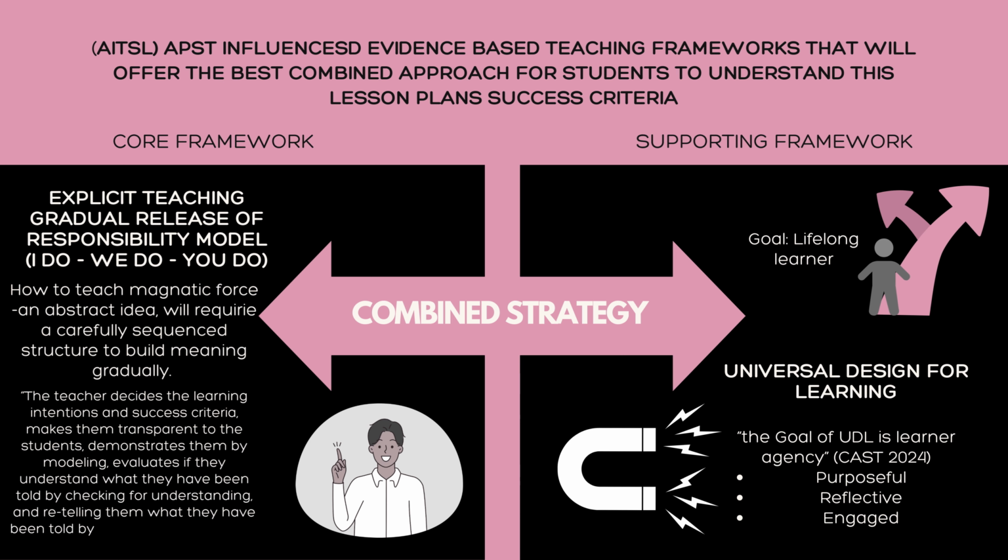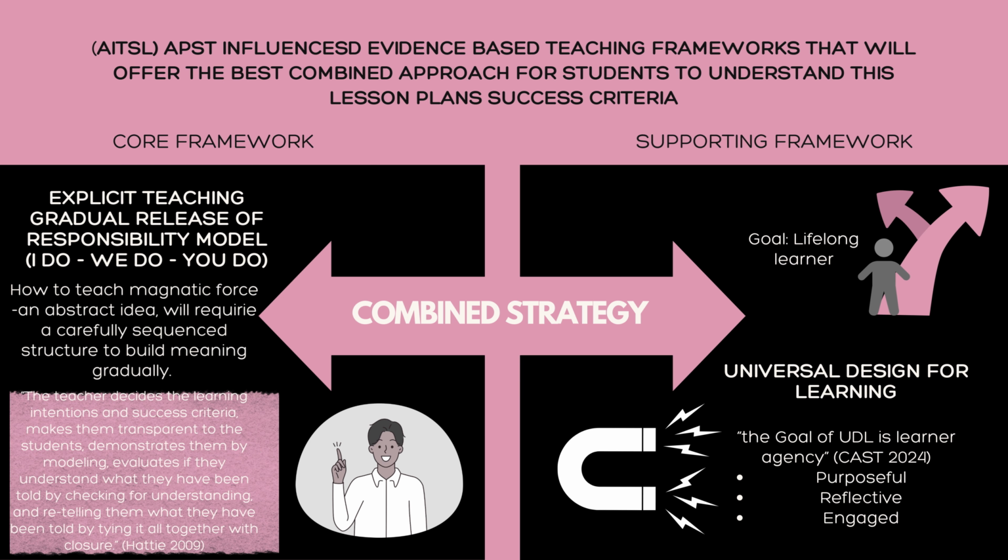This lends itself perfectly to explicit teaching, specifically the gradual release of responsibility model, the I do, we do, you do strategy. Hattie 2009 perfectly lays out this research-based strategy for us to follow in the lesson. It's worth noting that Hattie makes reference to how important clarifying exactly what the learning intentions are, being transparent with the students, and highlighting the necessity to provide evidence that students understand how magnets work.